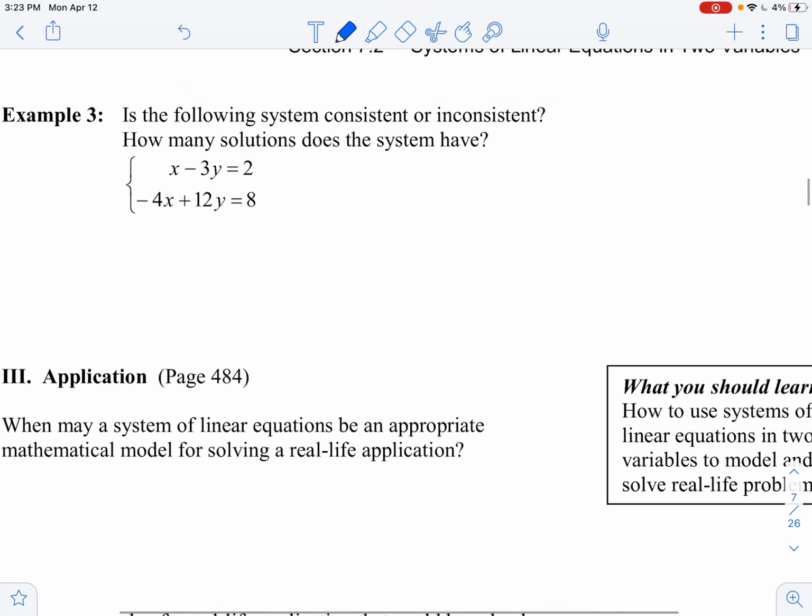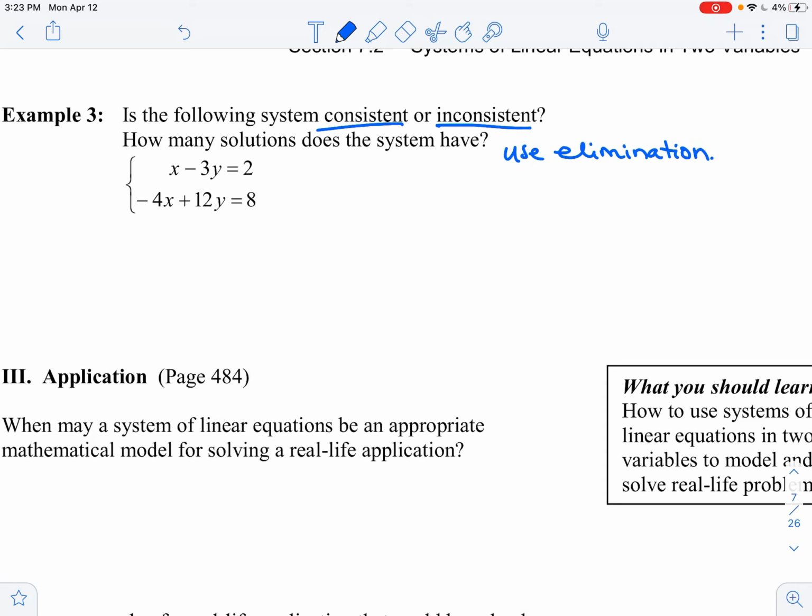Okay, so now let's talk about: is the following system consistent or inconsistent? Keep in mind we had this in our first box of vocabulary words. Remember, consistent means that it has at least one solution. Inconsistent means that it has none. So in order to do this, we're going to use elimination to start to solve. Basically, consistent or inconsistent is a determination once we've seen whether or not it has a solution.